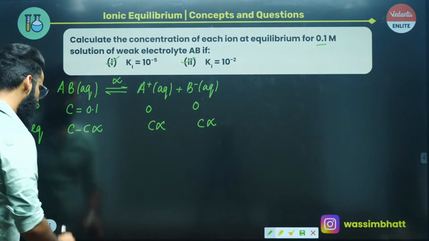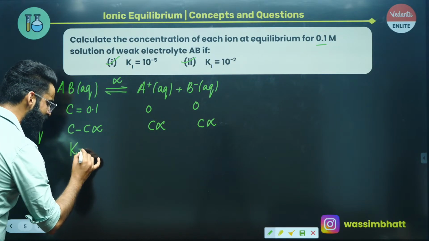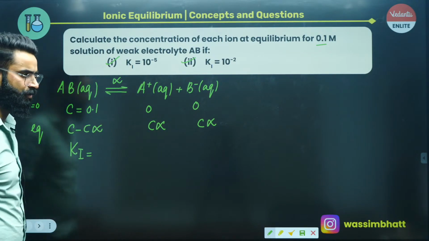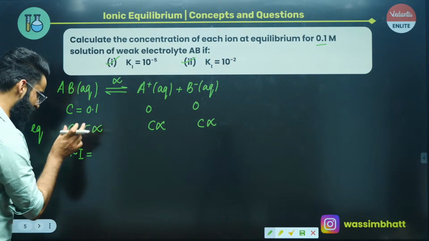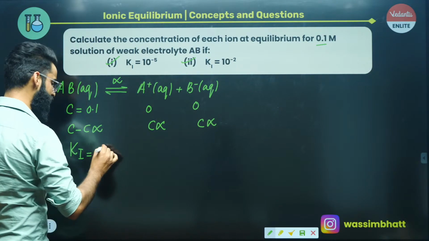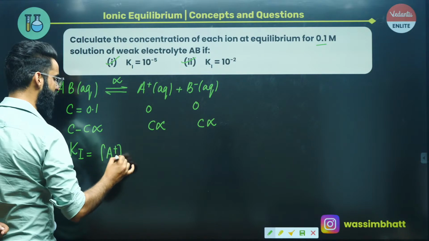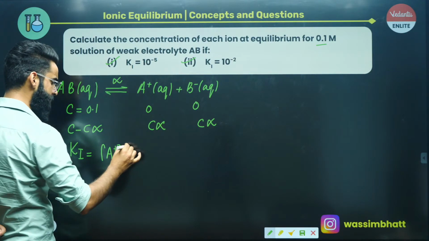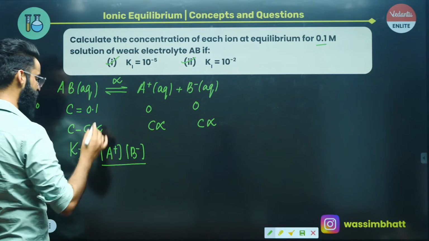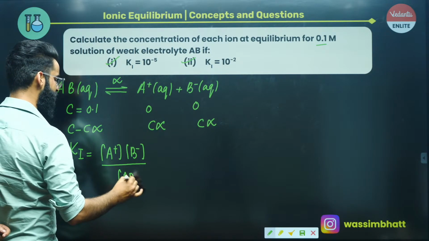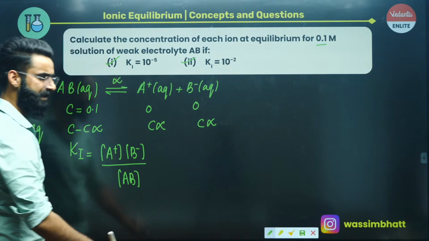Now people, what am I going to do after this? I'll write the expression for ionization constant. And how do we write its expression? It's going to be the concentration of A positive at equilibrium raised to the stoichiometric coefficient, that's 1. Concentration of B negative at equilibrium raised to the stoichiometric coefficient, that's 1. Concentration of AB at equilibrium raised to the stoichiometric coefficient, that's again 1.